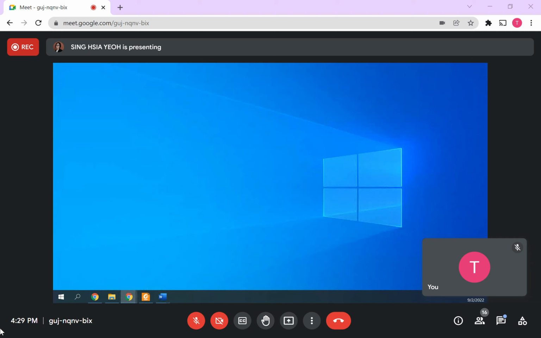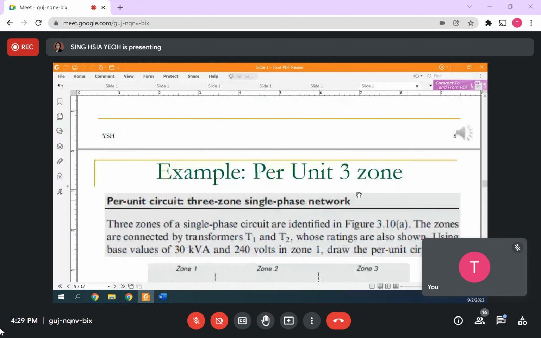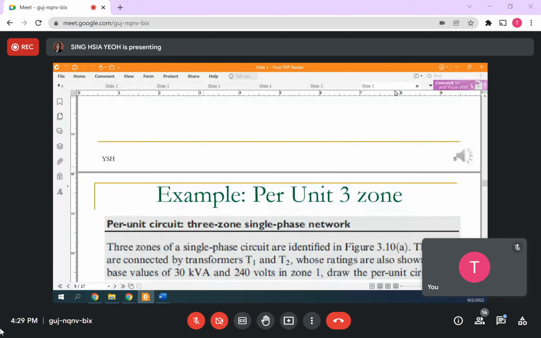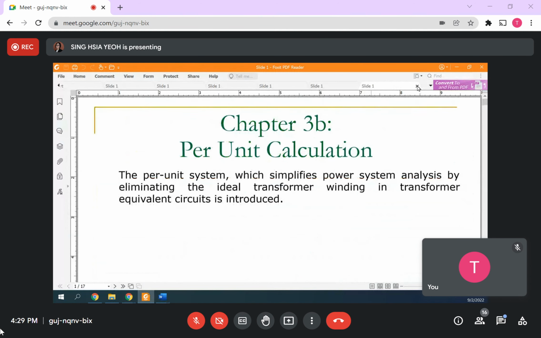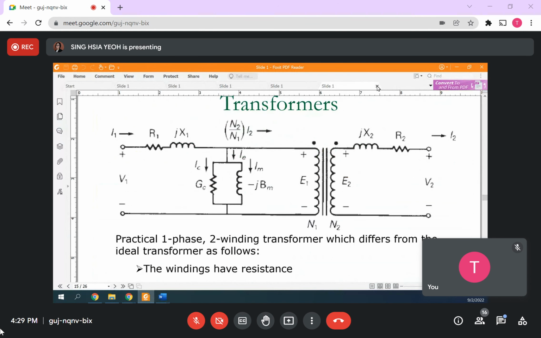Then next I will brief you about this one. What is this? Cannot open too many files, my laptop will hang.